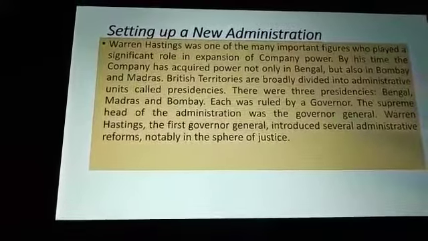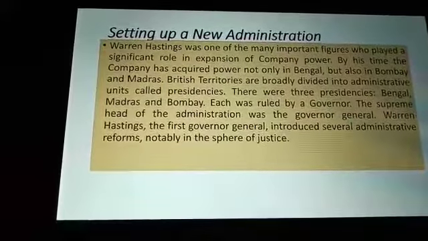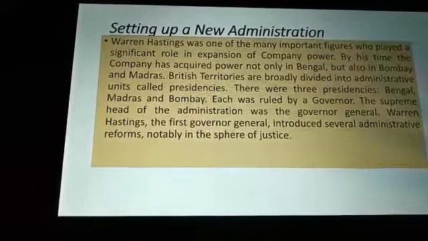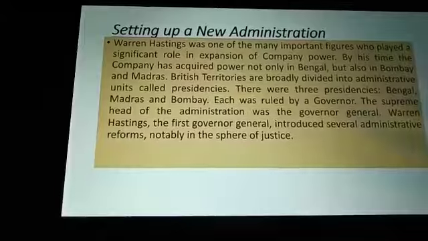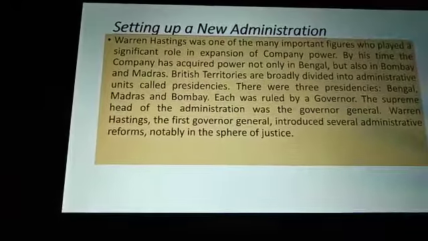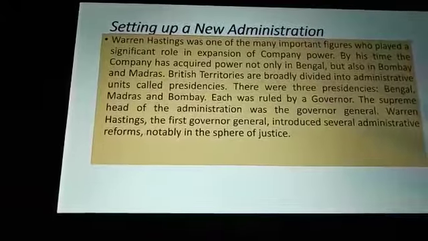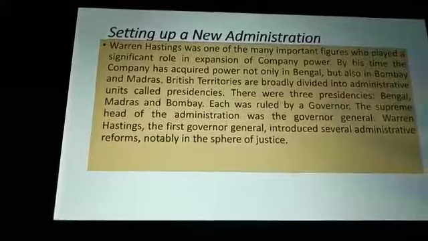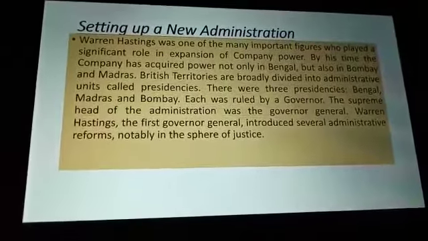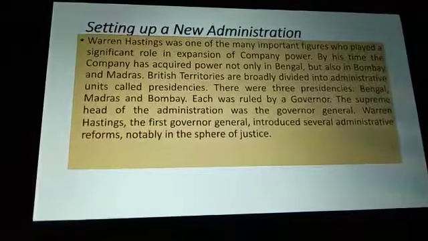British territories were broadly divided into administrative units called presidencies. There were 3 presidencies: Bengal, Madras, and Bombay. Each was ruled by a governor. The supreme head of the administration was the Governor General. Warren Hastings, the first Governor General, introduced several administrative reforms, notably in the sphere of justice.